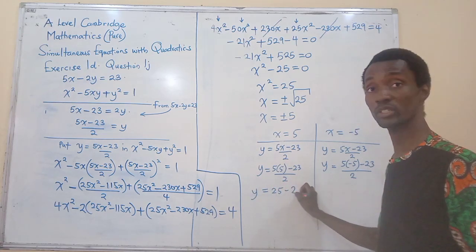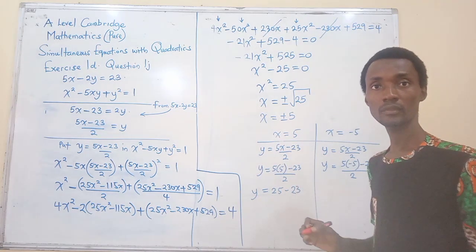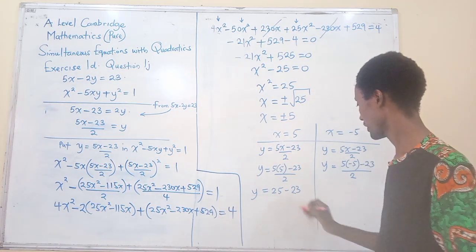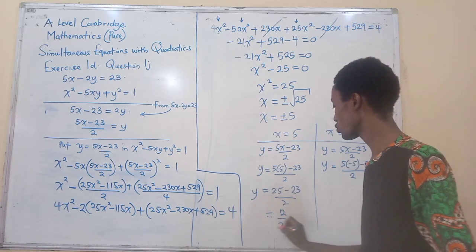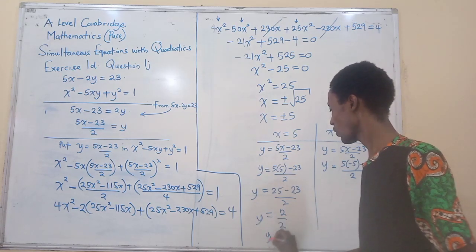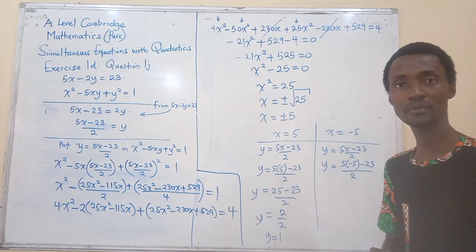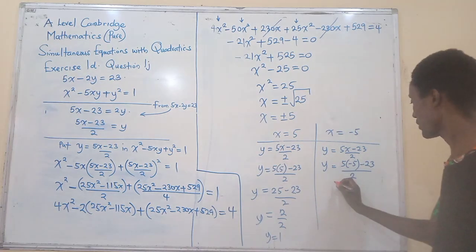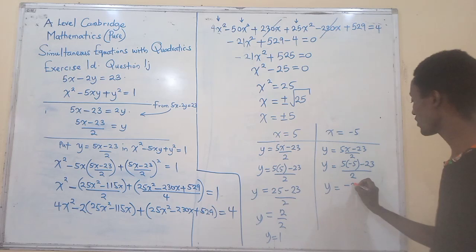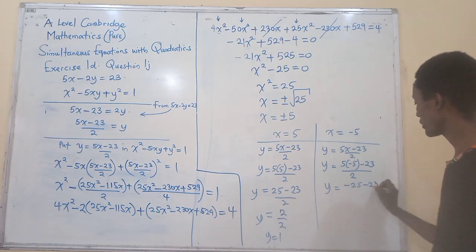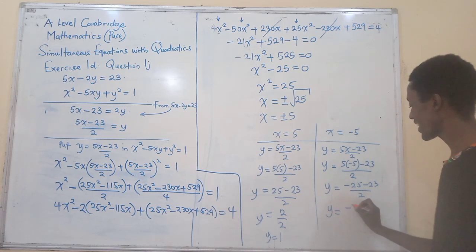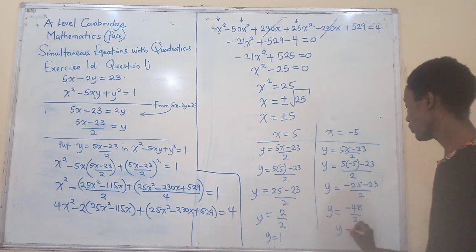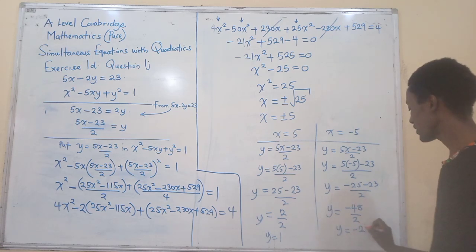And this will simply be what? 25 minus 23 over 2, which will give me 2 over 2. And what is that? Y will be equal to 1. From here, I'm going to have that y is equal to negative 25 minus 23 over 2, which will mean that y will be equal to negative 48, if I'm right, over 2, and y will be equal to negative 24.